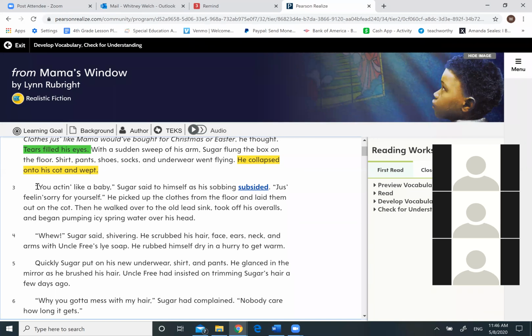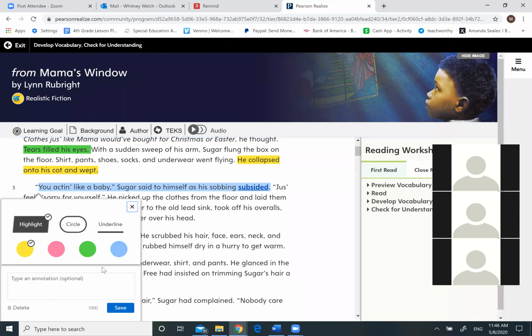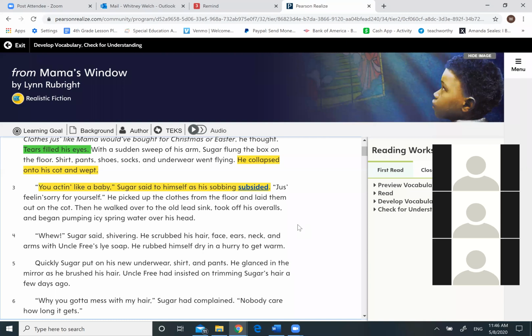Look at this first sentence right here. What does subsided mean? It says, you acting like a baby, Sugar said to himself as his sobbing subsided. What did we learn subsided meant? Stop. Good job, yes. So his sobbing stopped, which means he stopped crying. Awesome, awesome, awesome. Okay.